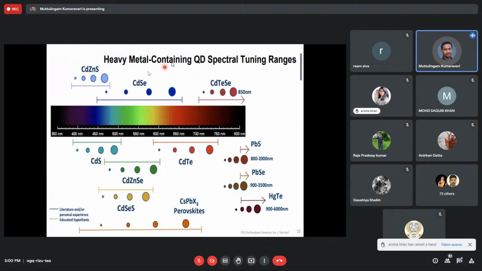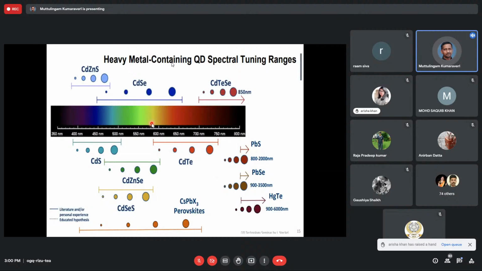So this is the heavy metal one, the cadmium-based one. You can see cadmium selenide is covering all the colors, all the spectral wavelengths from 450 to 652. We can tune and get all colors from that. There are other ones for deep red: lead sulfide, lead selenide also. But this is so far the best one, but it can't be used for commercial appliances.